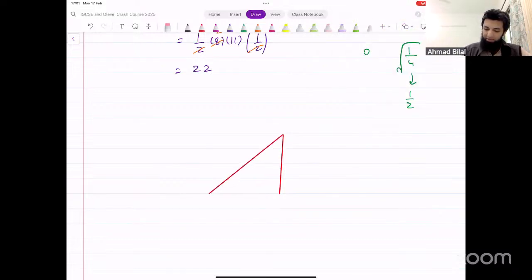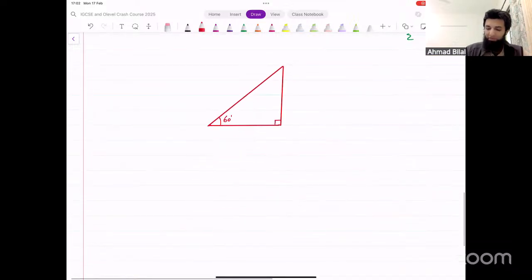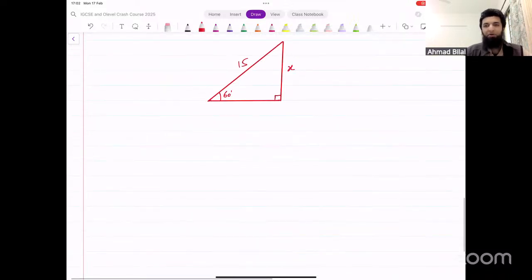And in this right angle triangle, let's say you know that this angle here is 60 degrees. Okay, now it's a right angle triangle, and we know that this side here is 15. And what you want to do is find the side on the other side, this. You want to find x. Now, how do you do that?